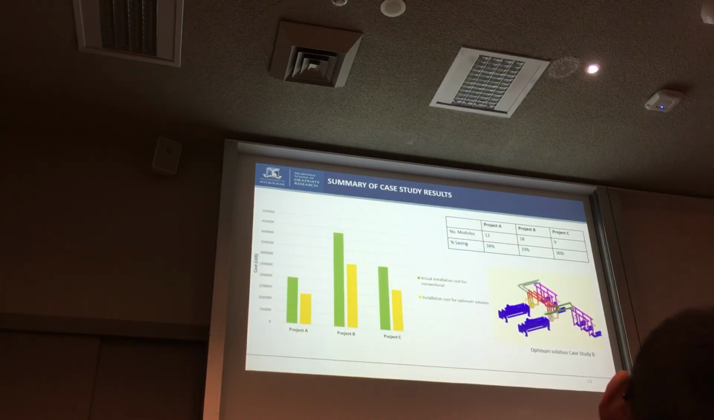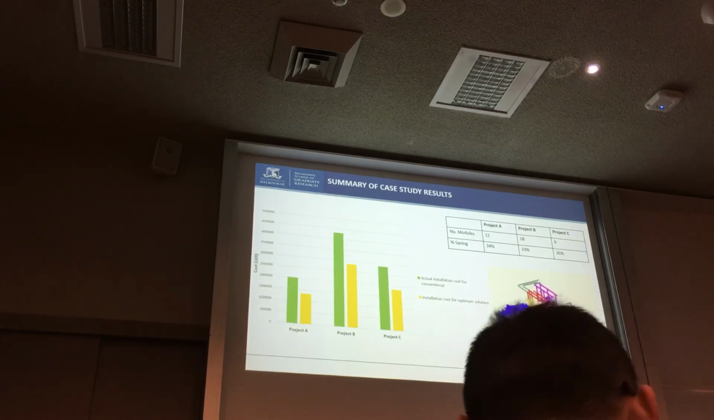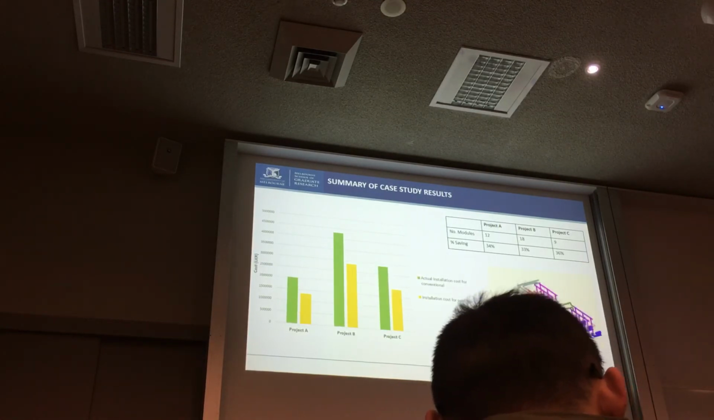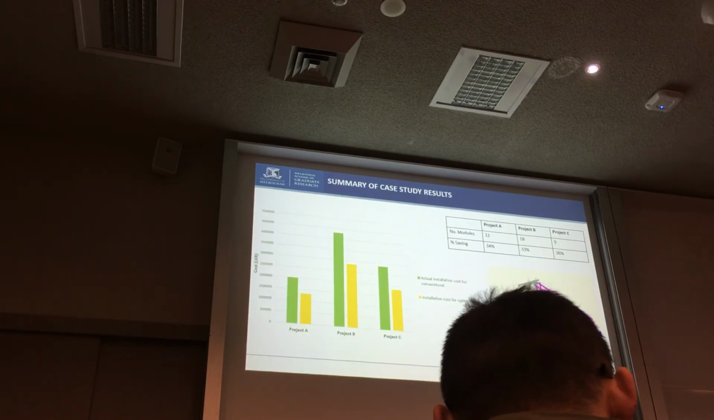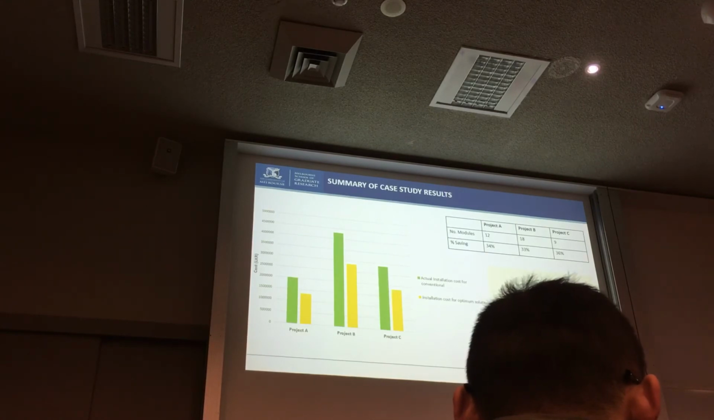So these are the summary of the application to other case study projects, which shows that project B identified 18 modules with an overall saving of 33%, project C 9 modules with an overall saving of 36%. So this clearly shows that from project to project, the number of modules also varies, and also the saving that can be achieved through it also varies from project to project, which shows the significance of such a methodology to identify the optimum modules for a given project.